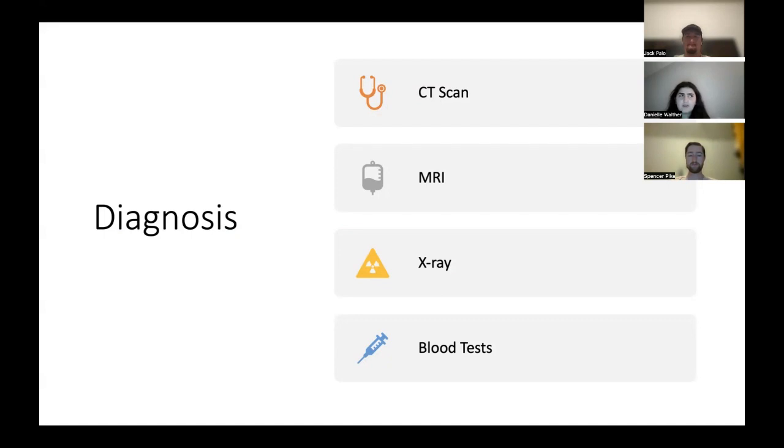MRIs are mostly used more so for the brain injury aspect of a skull fracture. It doesn't really see the break, it sees more so what's going on in the brain. X-rays aren't very commonly used. It's just kind of on a need basis. If that's all you have, that's what we'll use. And then the last one is a blood test. And again, that one can't really diagnose a fracture, but it can diagnose the brain injuries that occur with it.